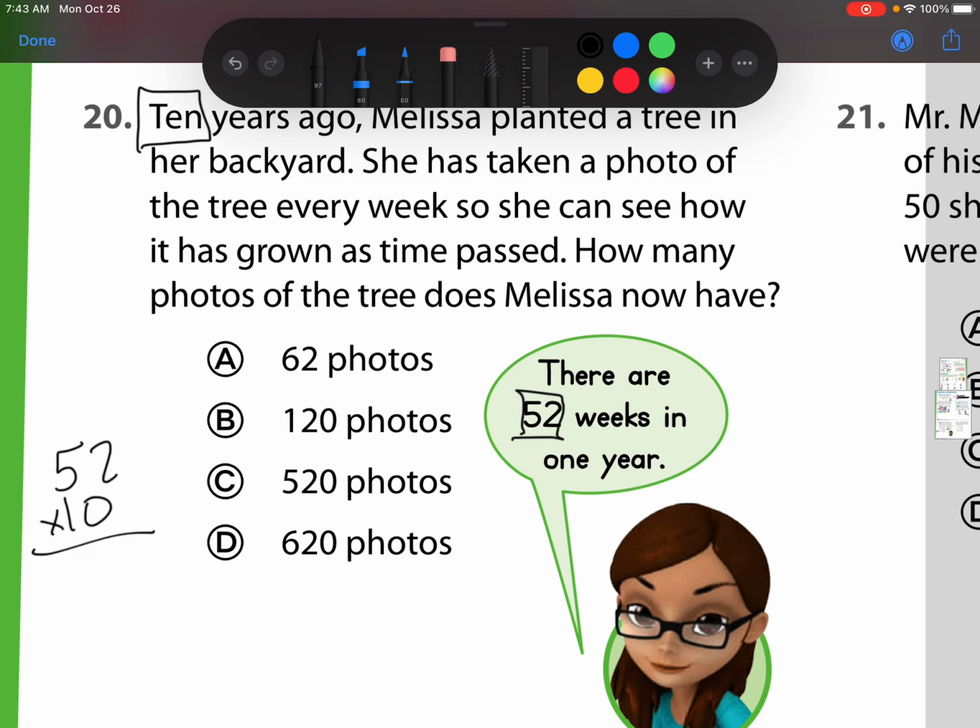And remember, we've talked about this many times. We can just get rid of that 0, do our multiplication, and add it back on. So let's do that. Let's pretend that 0 is gone. 1 times 52 is what? 52. And we add that 0 back on. And you'll notice that is one of our answers right there.